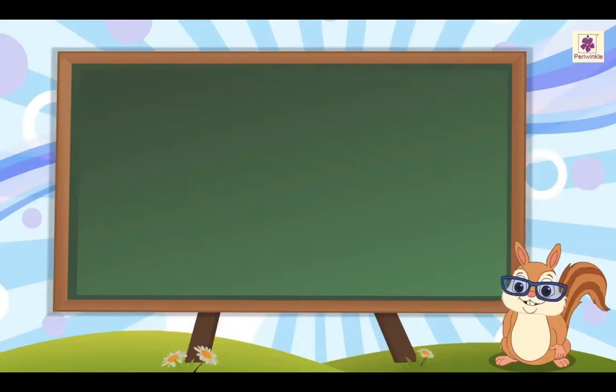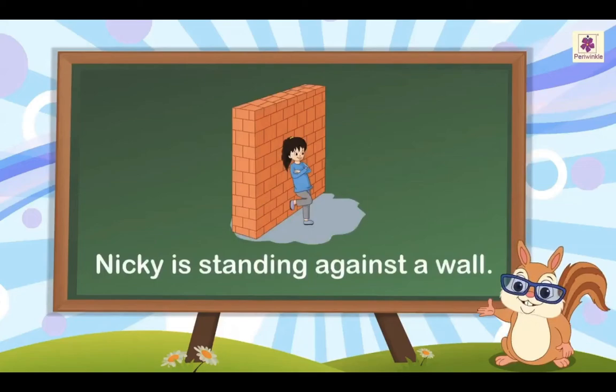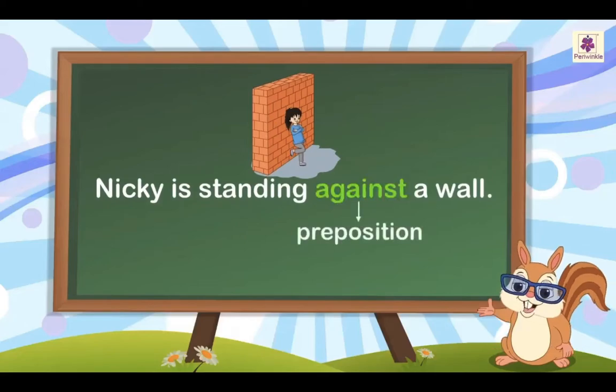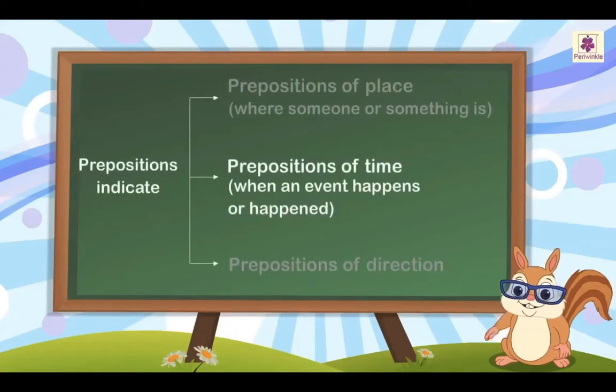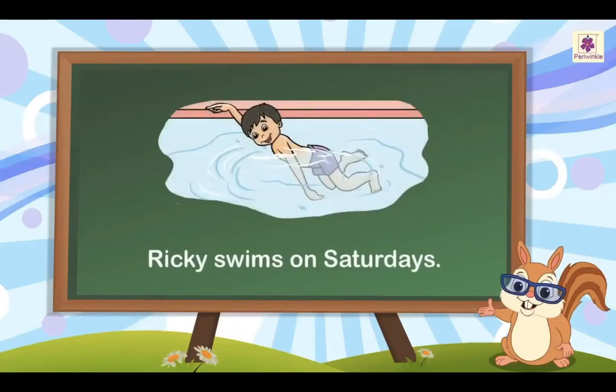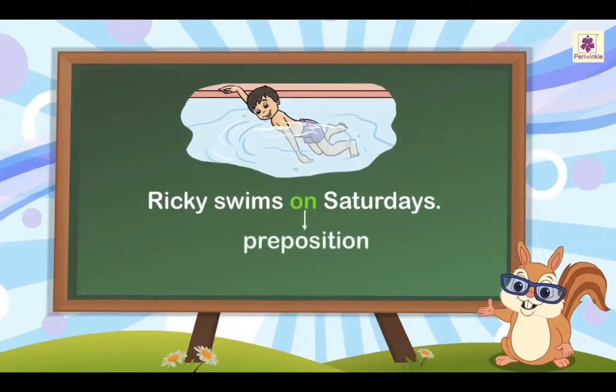For example, Nikki is standing against a wall. Here, the preposition against shows where Nikki is. Sometimes the prepositions indicate when an event happens or happened. Such prepositions are called prepositions of time. For example, Ricky swims on Saturdays. Here the preposition on indicates when an event happens.